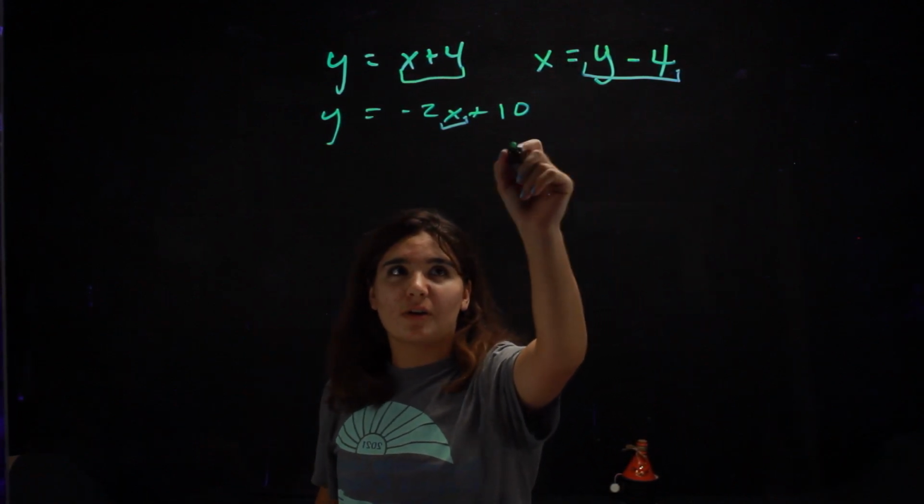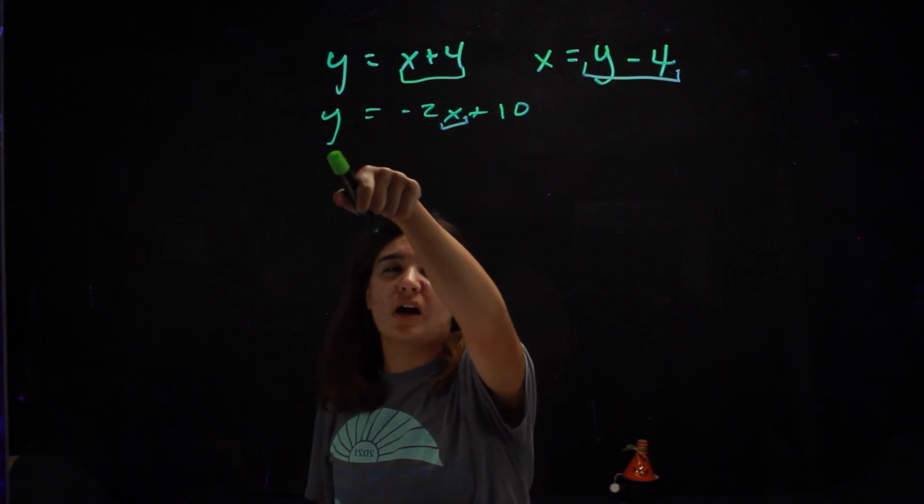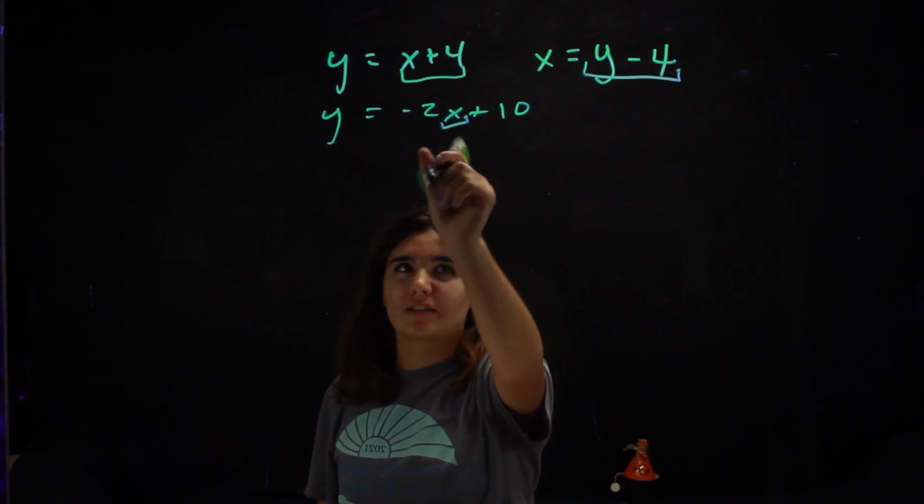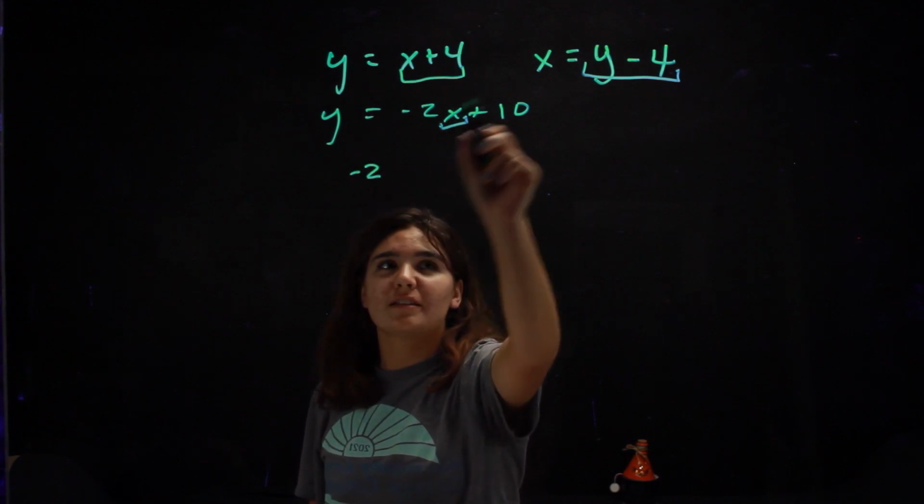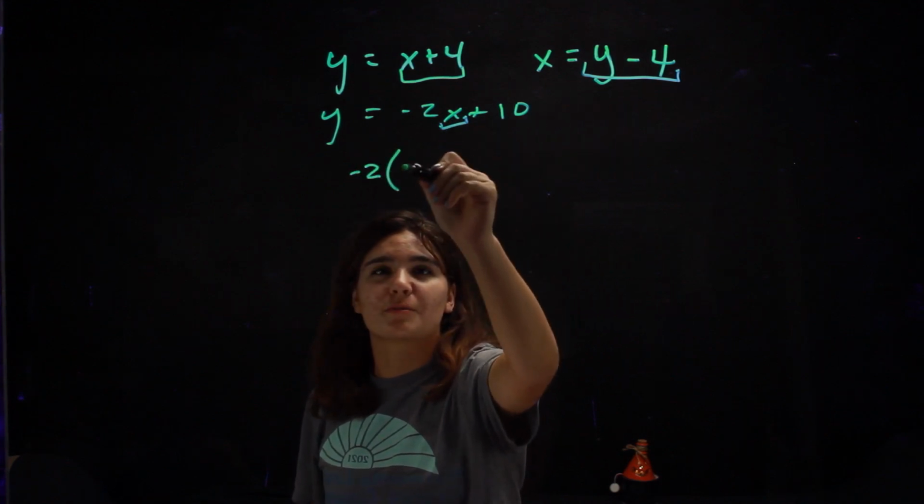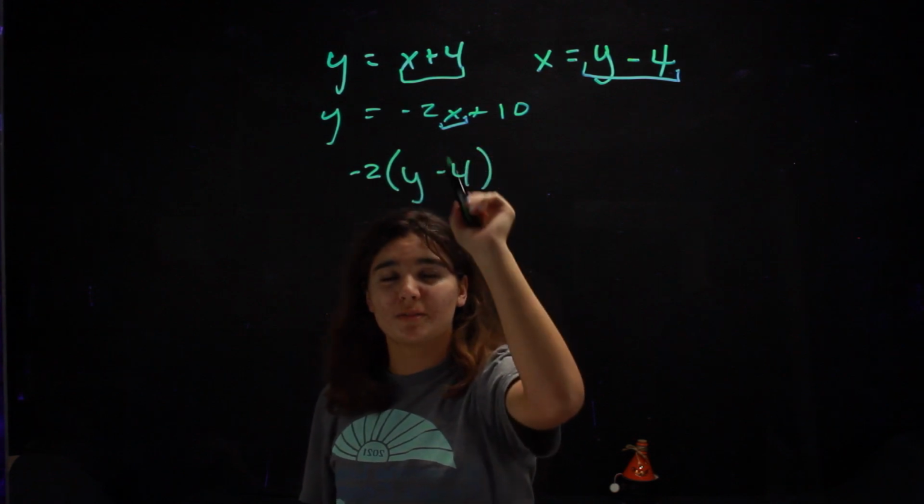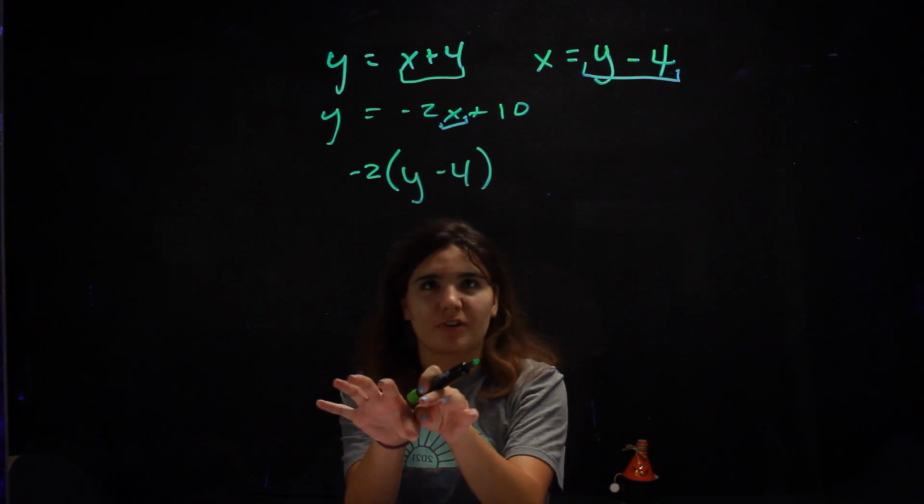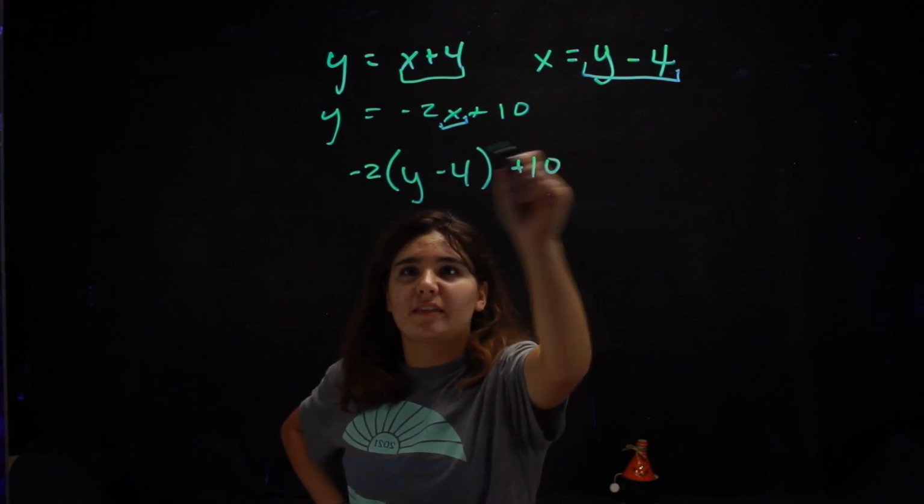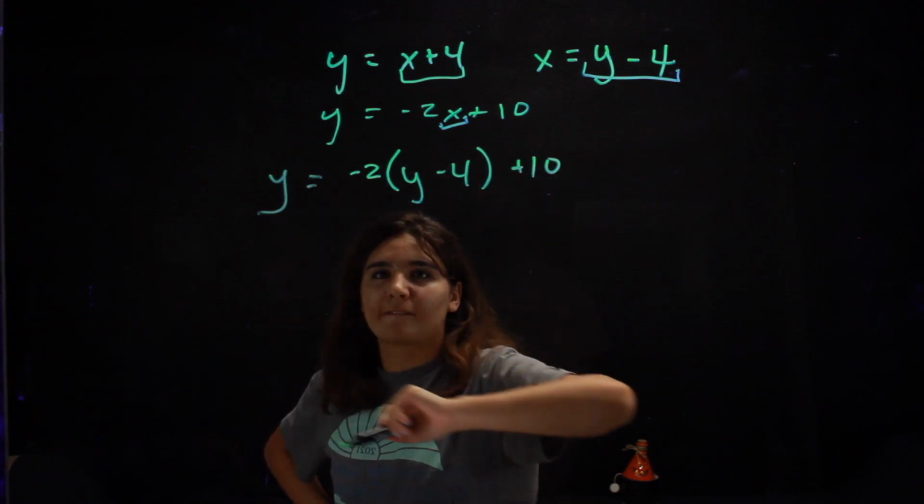So now, instead of plugging this in for y, we're going to plug this in for x. So we have negative 2, and instead of plugging this in, again, we're going to go times y minus 4, and again, we always put it in parentheses, because that's when you plug something into a variable, plus 10, and that's all going to be equal to y.